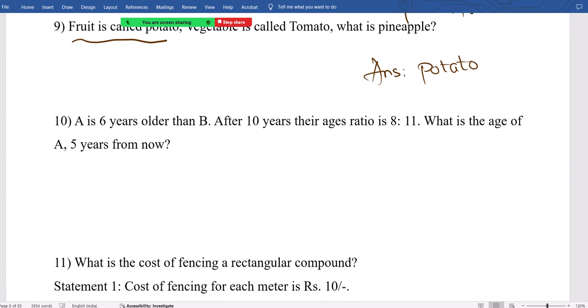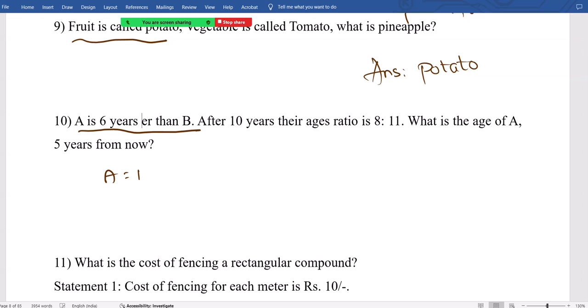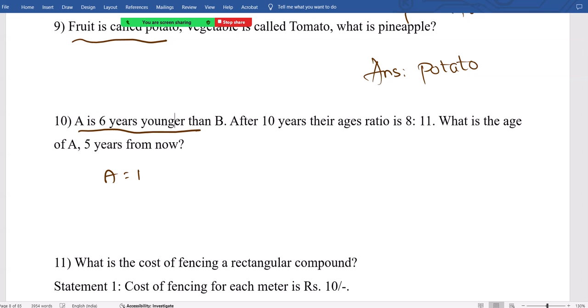A is 6 years older than B. Guys, A and B, A is 6 years older than B. Actually, as per this, A is younger than B. Yeah, because here the ages ratio is 8 and 11 given, no? A is 6 years younger than B.